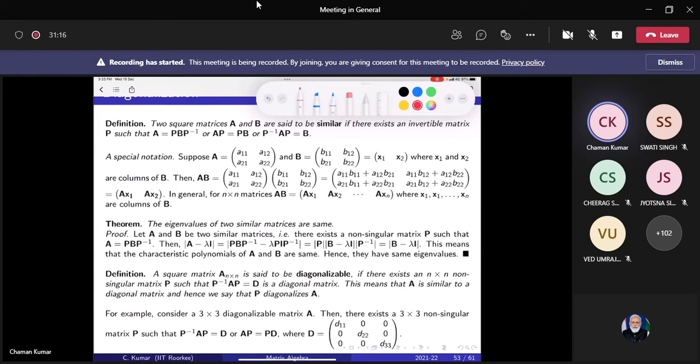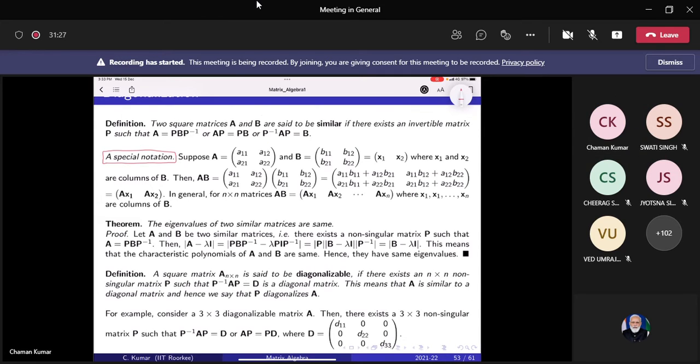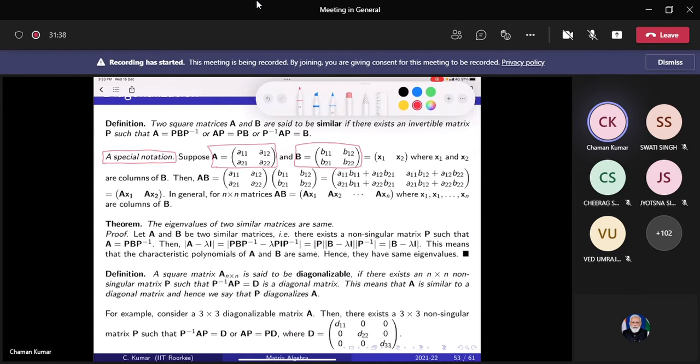So now we need a special notation to write down our proofs, and this special notation is that if you have any general matrix A and another matrix B, let us say the first column of B is this one. We denote this first column by x1. And the second column of B is this one. So we denote this by x2.